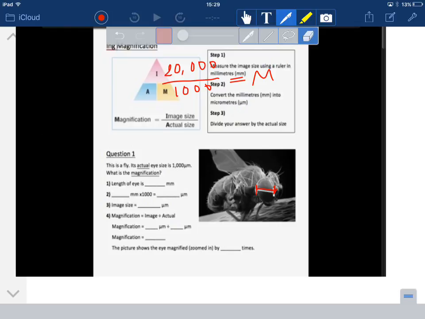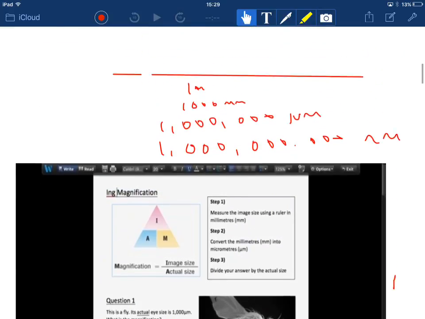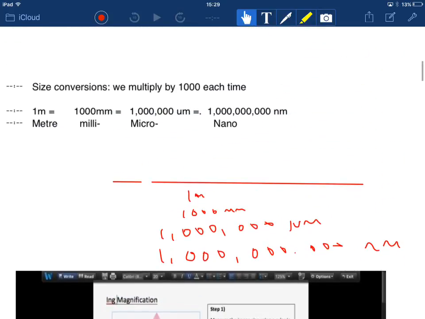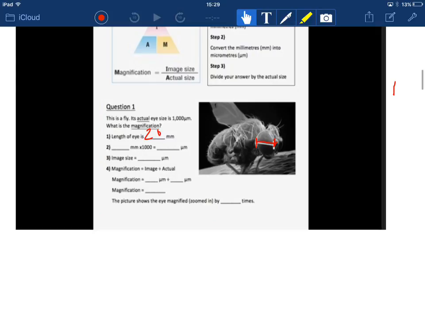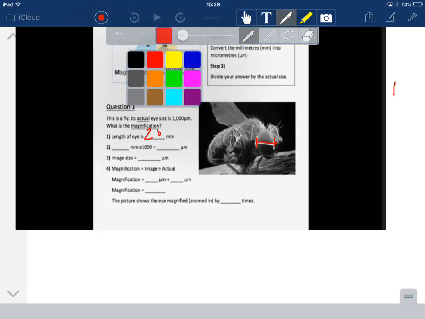Number one, we measured the eye and we found it to be 20 millimeters. So once we had 20 millimeters in here, we had to convert that to micrometers, because that's the size, the actual size we've given it. In order to do that, we have to multiply that by 1,000 because 1 millimeter is 1,000 micrometers, and therefore we get 20,000 micrometers for the size.